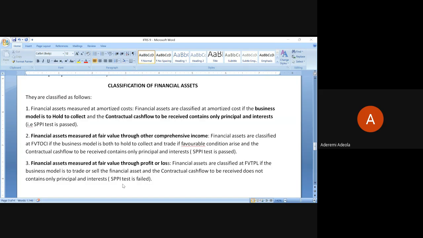Please repeat it again. Mr. Folashade, are you here? Oh, I should repeat again. Mr. Folashade, can you repeat it, sir? Sorry, I was a little bit distracted. I'm with you. All right. I said, assuming my financial assets, the business model is to hold to collect. Then my SPPI test is now failed. What would I classify it as?